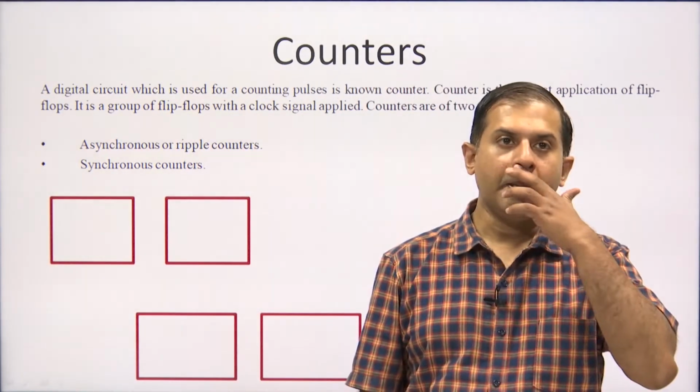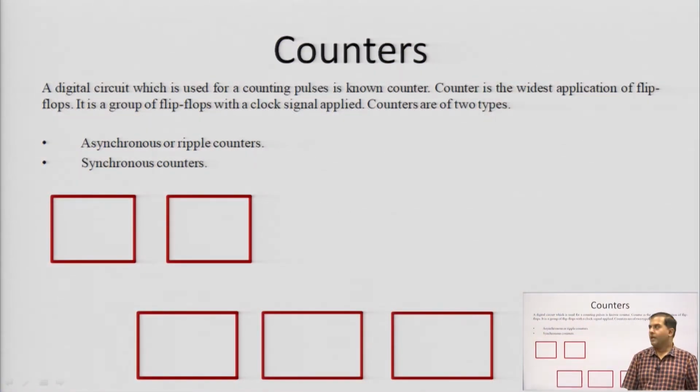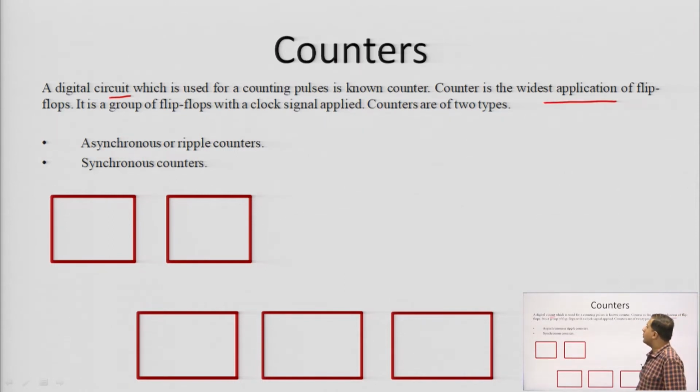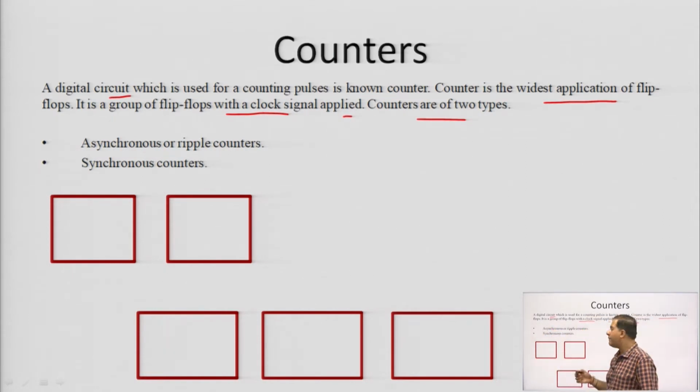First of all, we will discuss what a counter is. It is a digital circuit which is used for counting pulses. Counters are a wide application of flip flops. It is a group of flip flops with a clock signal applied. When we take a group of flip flops and use it for counting purposes, it is called a counter. There are two types of counters: one is asynchronous, which has another name, ripple counter, and the second one is synchronous counter.